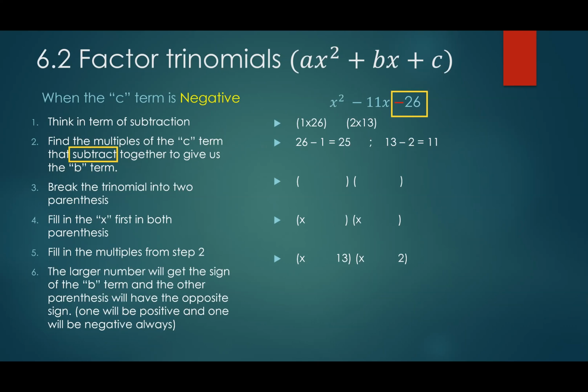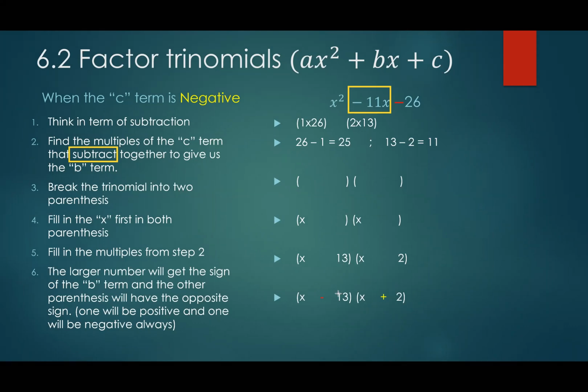Because we think in terms of subtraction, they have to be opposite signs, and the larger number will get the sign of the B term. So my B term is negative. Because my B term is negative, the larger number will be negative because I have to subtract and keep the sign of the larger number. Think about that. We subtract and keep the sign of the larger number. So if you look at this thing here, you see that the B term is negative 11. And because it's negative 11, the 13 has to be negative.